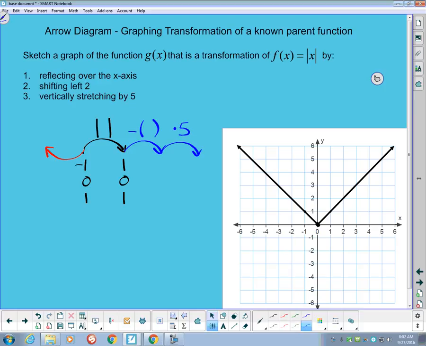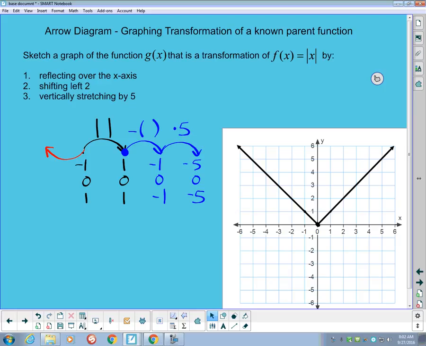The blue arrows over here are acting on the outputs of the parent function. The first thing it says to do is change the sign on everything at the beginning of this arrow. So that's the 1, 0, and 1. We change the signs, and they become -1, 0, and -1. The multiplication by 5 arrow says multiply everything at the beginning of the arrow by 5. So it is now acting on the -1, 0, and -1 to give us -5, 0, and -5.